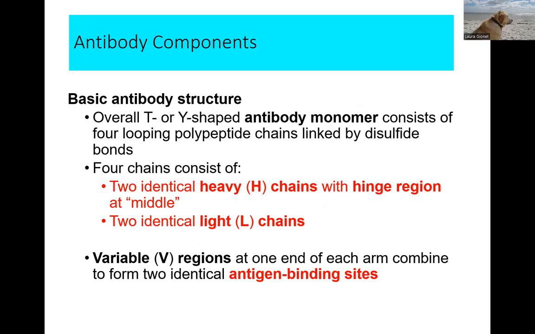The 2 heavy chains have a hinge region in the middle, and then we have 2 light chains, and I'll show you where they are on the diagram in just a second. Then you have your variable region. Those are at the tips of the Y, so to speak, at one end of each arm, combined to form 2 identical antigen binding sites.